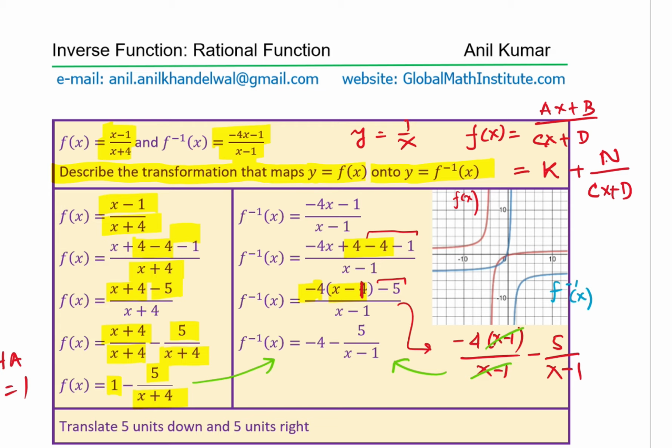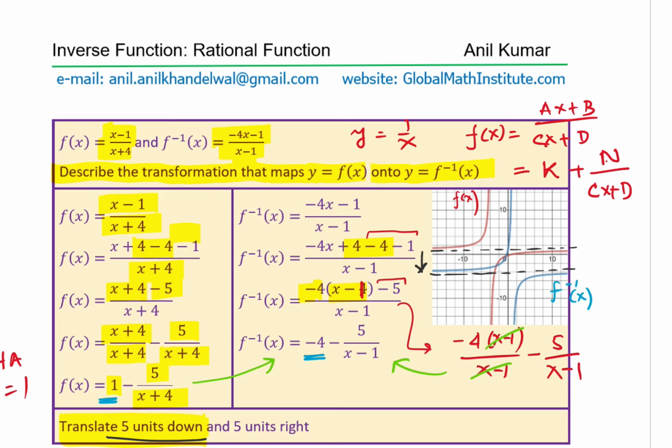So clearly what you notice here is that if you compare the vertical transformation, you're going from 1 to minus 4. 1 to minus 4 means what? It means there is a vertical translation of 5 units down. Do you see that? You're going from 1 to minus 4. So this is 1, and that is minus 4. So you're going vertically down by 5 units.